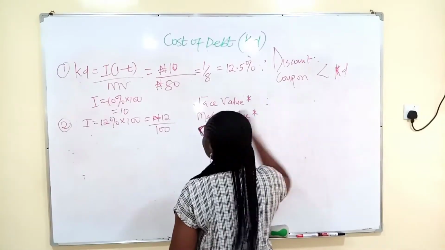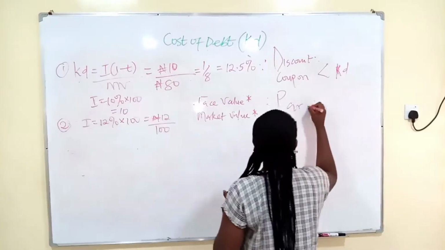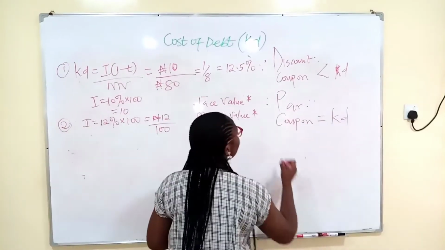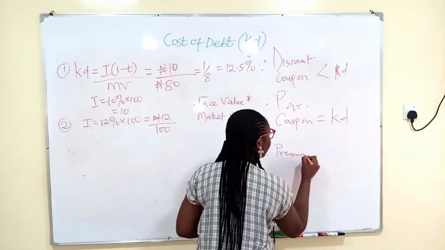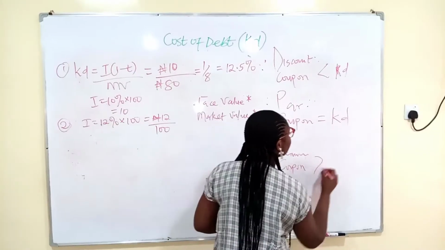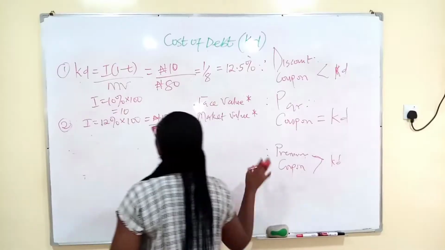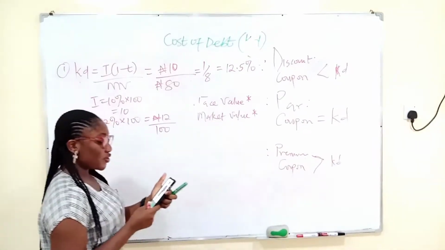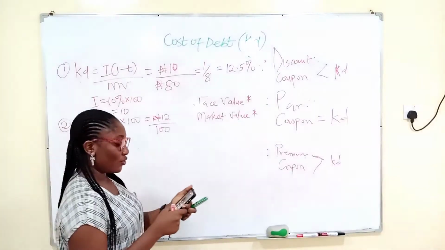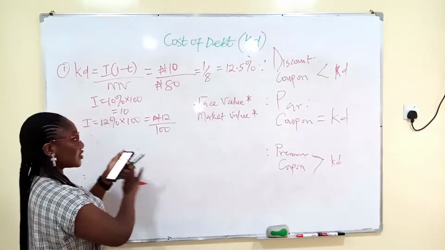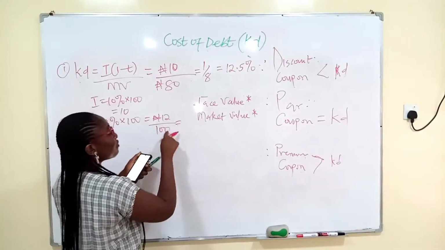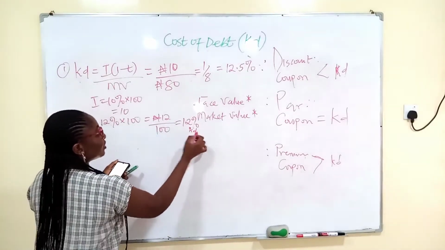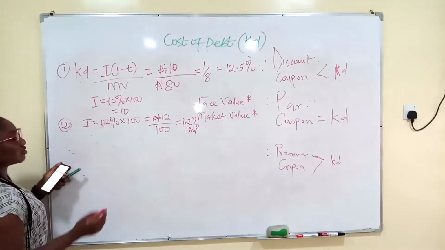If a debt is trading at par, the coupon will always be equal to the cost of debt. If a debt is trading at a premium, the coupon will always be greater than the cost of debt. You don't have to learn all this, it's just something you notice over time. It's a way to check if your answer is right or wrong. So 12 over 100 gives us 12%. Can you see that the cost of debt is the same thing as the coupon rate?